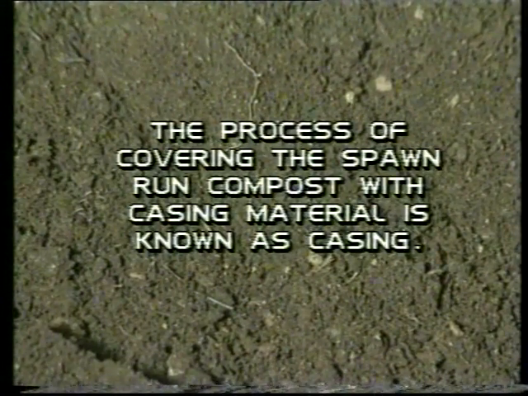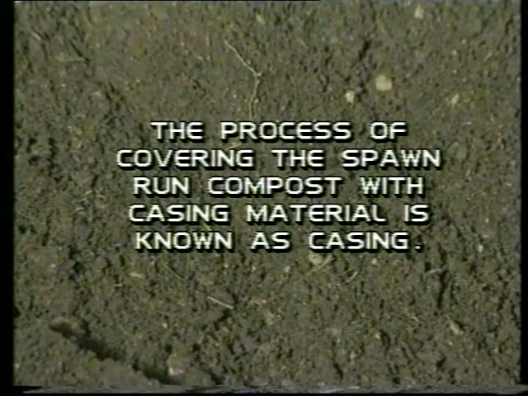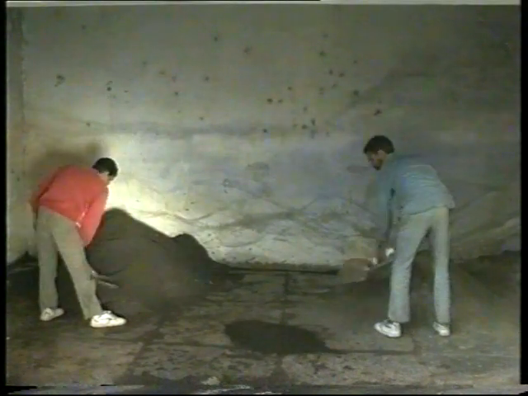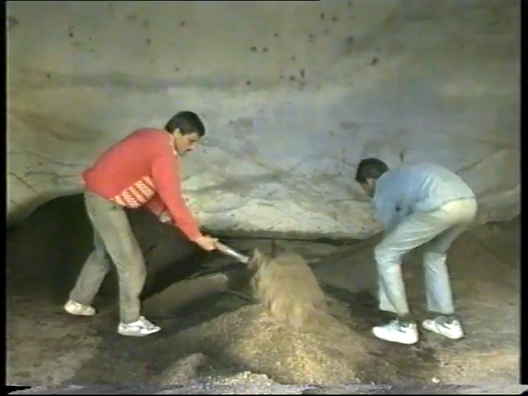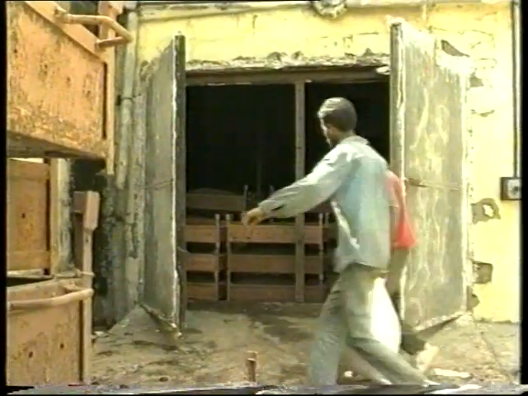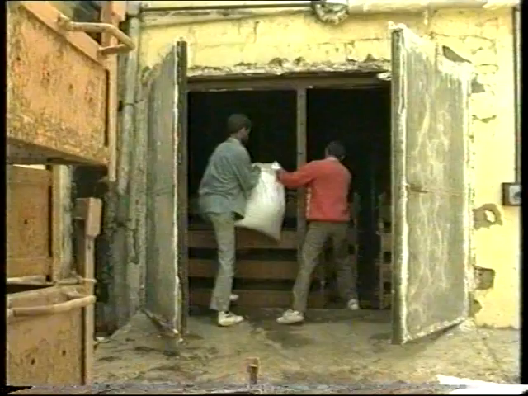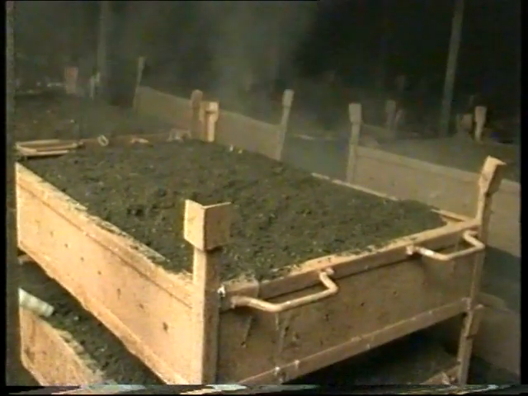The process of covering the spawn-run compost with casing material is known as casing. The casing material consists of well-rotten farmyard manure and loam soil mixed in equal volume. This mixture is pasteurized in a chamber at 65 degrees centigrade for 3 to 4 hours. Casing is done to avoid moisture loss and to initiate fruit body formation.